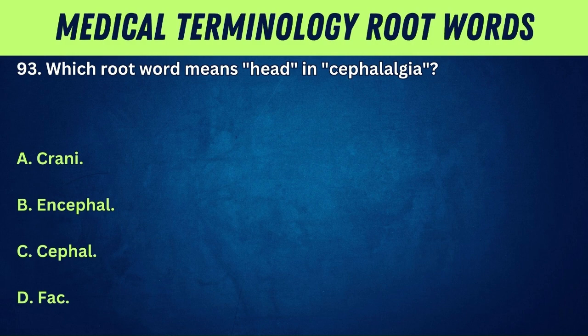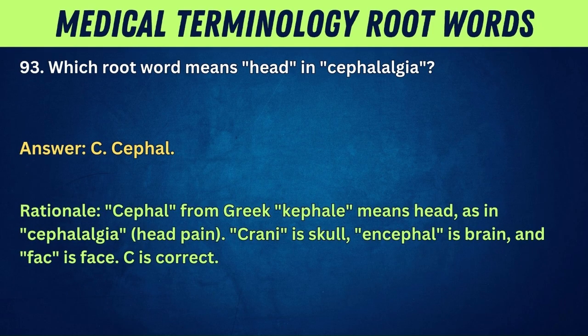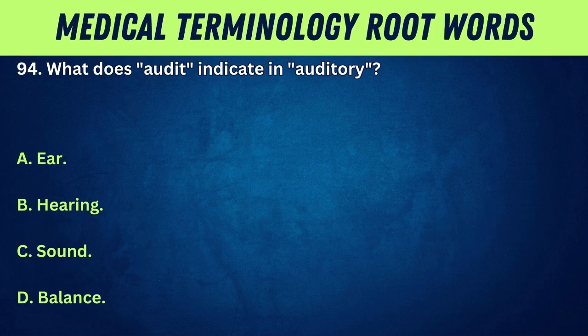93. Which root word means head in cephalalgia? A. Crani. B. Encephal. C. Cephal. D. Fac. Answer: C. Cephal. Rationale: cephal, from Greek kephale, means head, as in cephalalgia, head pain. Crani is skull, encephal is brain, and fac is face. C is correct.